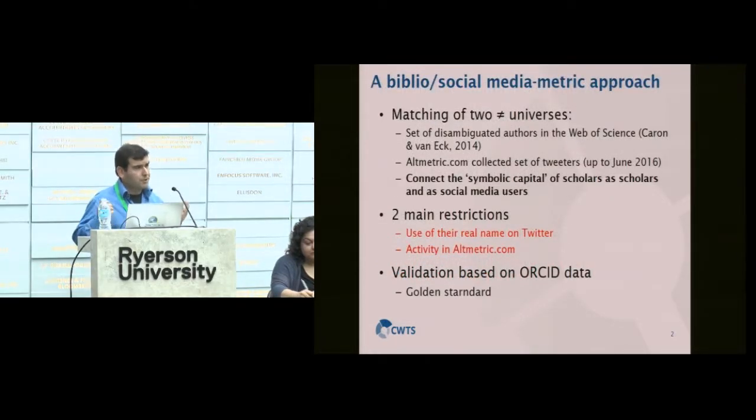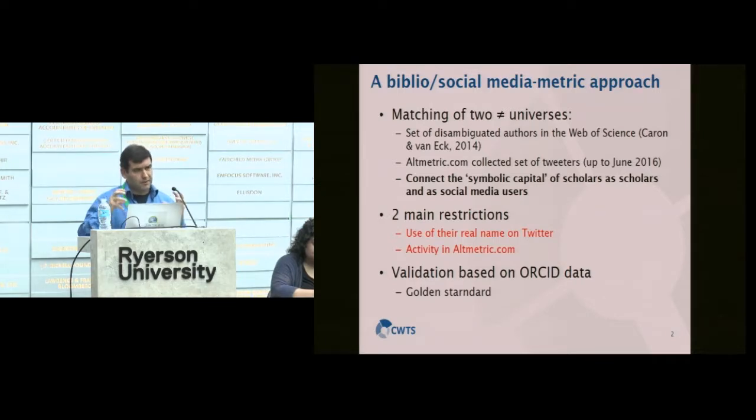So this approach, this methodology that we want to propose would be a kind of bibliosocial media metric approach. The main idea, the main philosophy behind the methodology, is that we want to match two different universes. On the one hand, a set of disambiguated authors from the Web of Science that some colleagues developed at CWTS some years ago. And on the other hand, all the Twitter accounts that have been identified by Altmetric.com, at least up to June 2016. It's about 2.6 million different Twitter accounts.